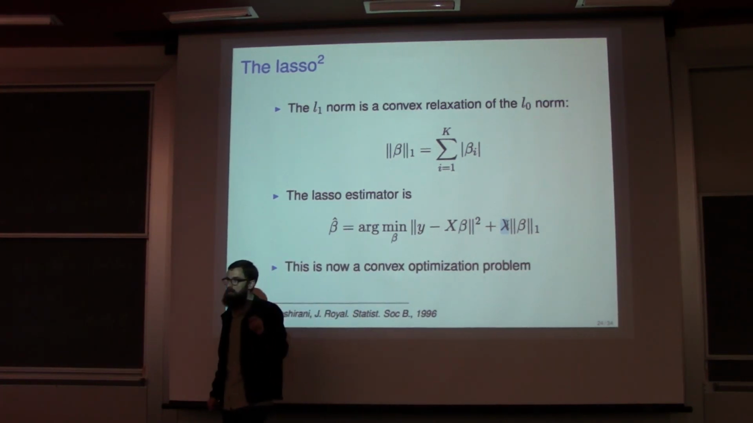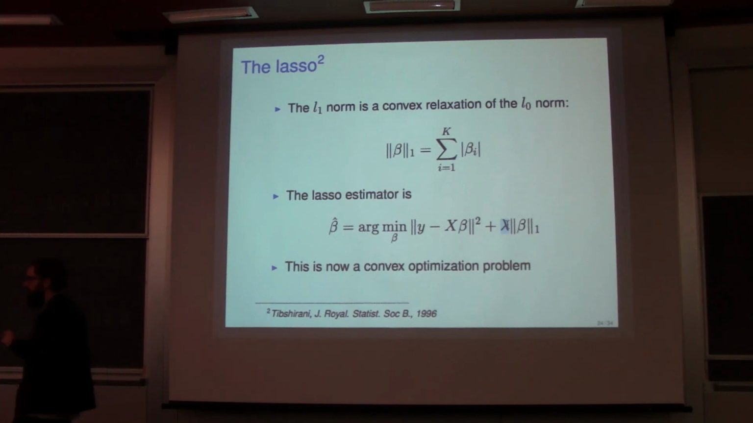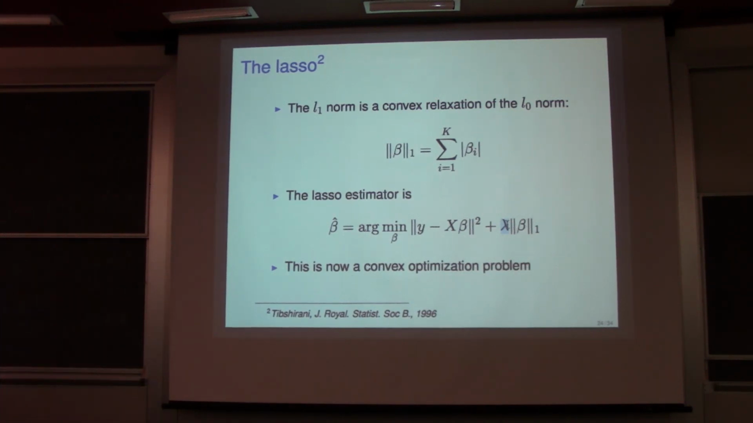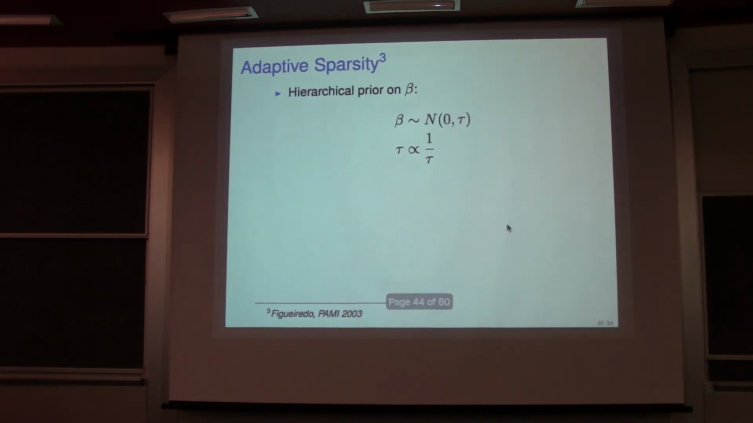There are ways to choose lambda, but you typically would do something like we talked about, like cross-validation, to get a lambda that makes sense for your data. So what Figueiredo did was something called adaptive sparsity. There's lots of different sparsity approaches. I'm only touching a couple of things here, by the way.